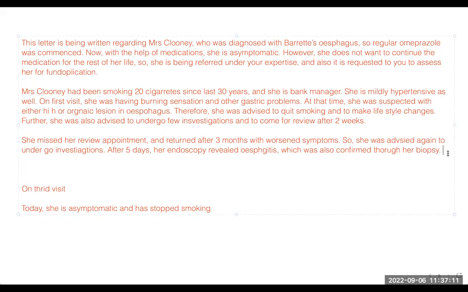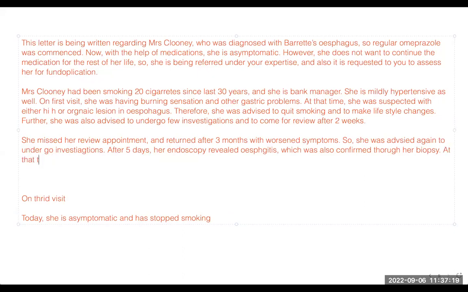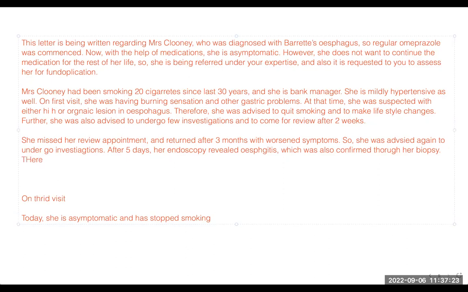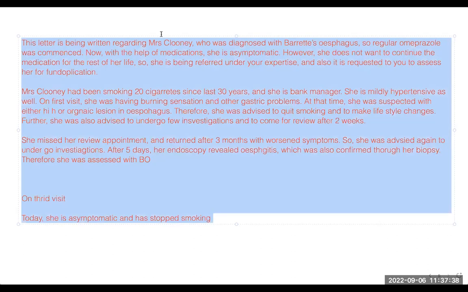Then at that time we can say, or we can say therefore, that on the basis of these consistencies, therefore she was assessed with Barrett's esophagus. Simple. Now the letter, we are coming to the end of the letter. This is the only time in total we are having this class where I am making you understand as well. It has taken us only 35 minutes.